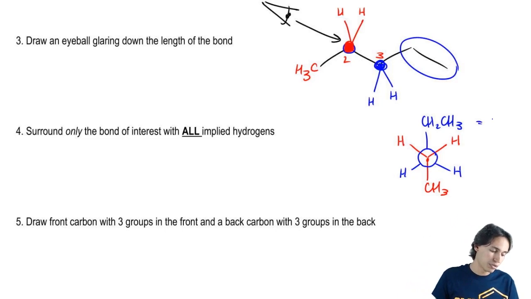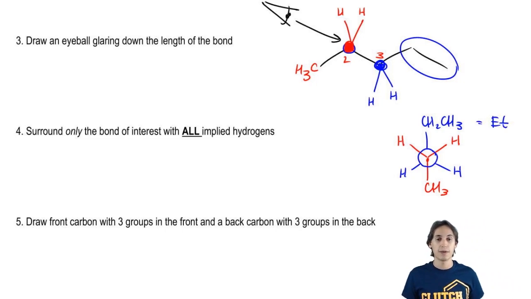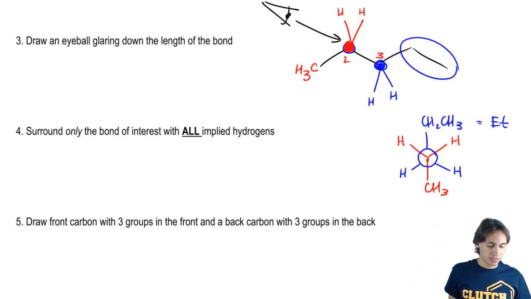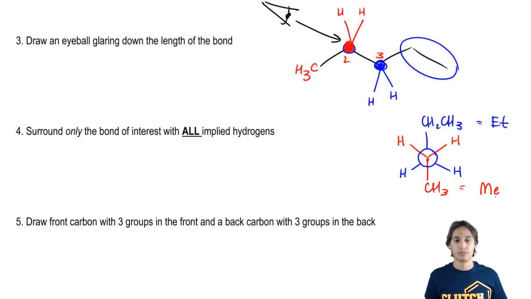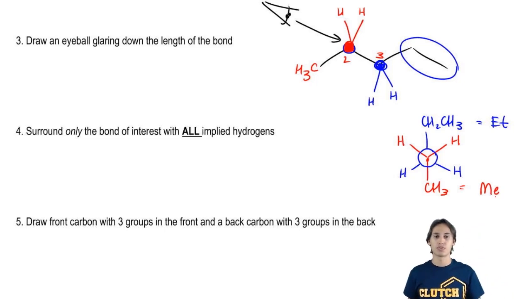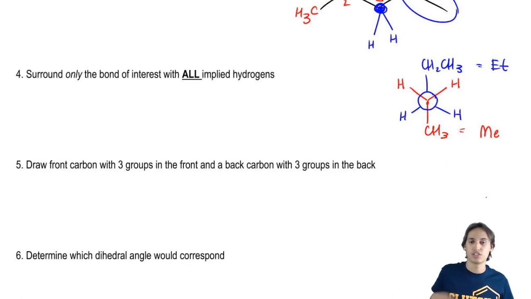Another way to write that would have been to write Et, which stands for ethyl. Okay? Another way to write CH3 would be to write Me, which stands for methyl. Okay? And there's abbreviations for a bunch of these different ones. All right? And your professor might use those more than he actually uses the letters.